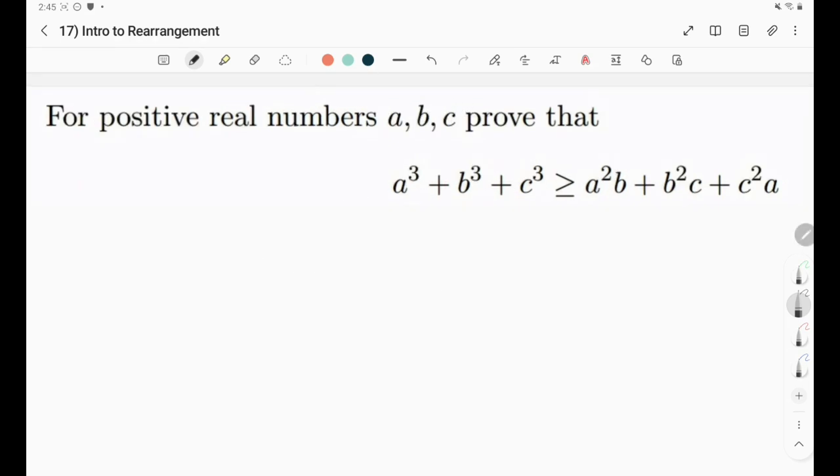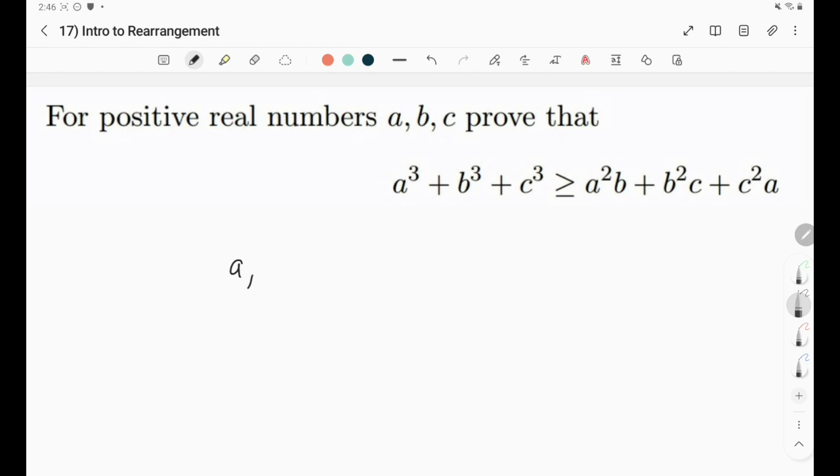Alright, our second example is the following. Here we're given positive reals A, B, C, and we need to show that sigma a cubed is greater than or equal to sigma a squared b. Again, to apply rearrangement, as we said, you need to define your sequences, right? So what are our sequences here? How can we get those?